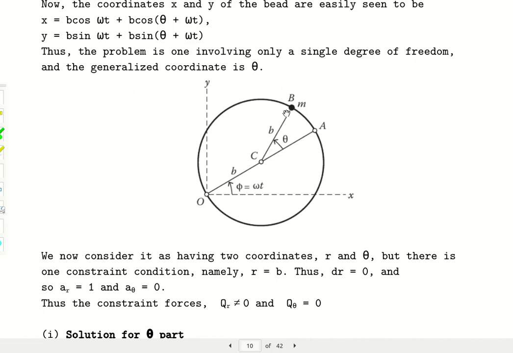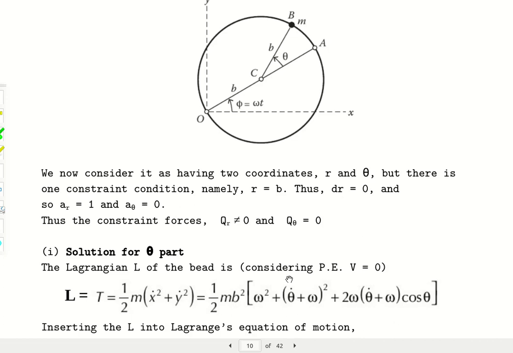Here also, the equation of constraint is r equal to b. That is, the particle cannot leave the wire. If the particle leaves the wire, there is no question of constraint. We are dealing with the constraint, so the particle is revolving with the wire, that is, along this circular path. So r is simply b, so dr is equal to 0. Similarly, a_r is equal to 1 and a_theta is equal to 0 from the differential equation of the constraint.